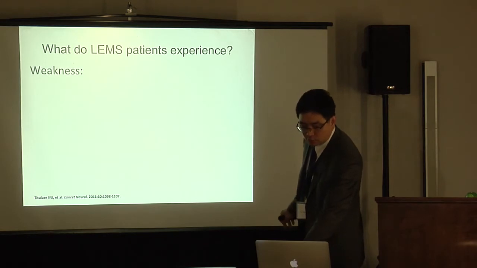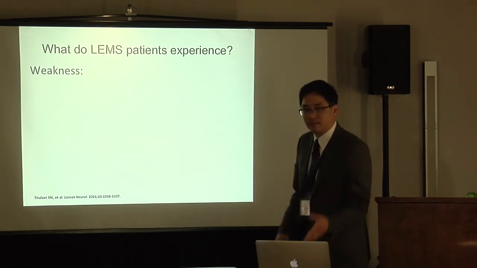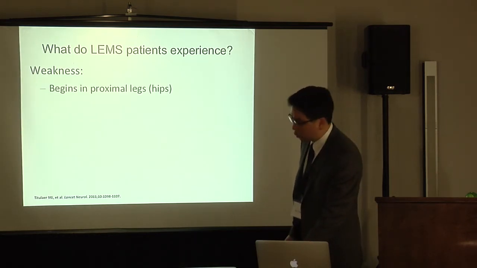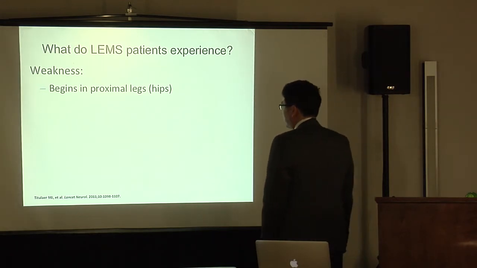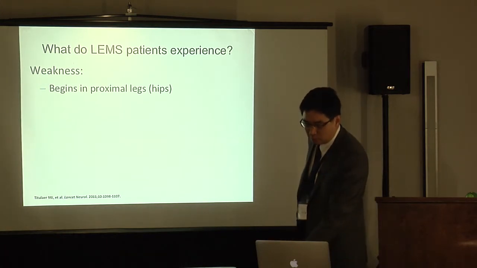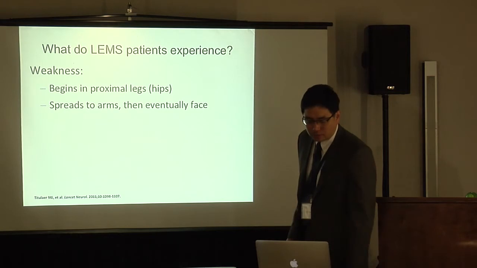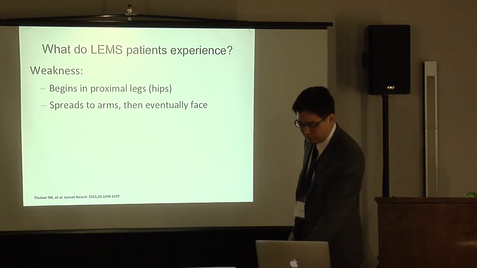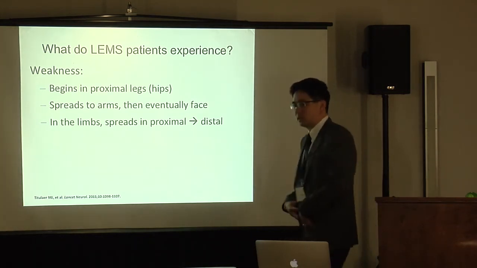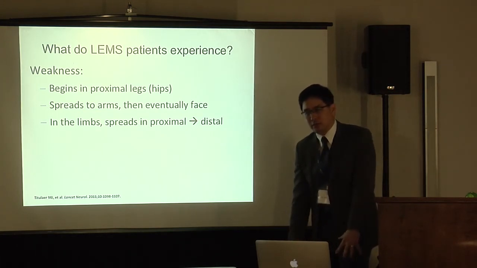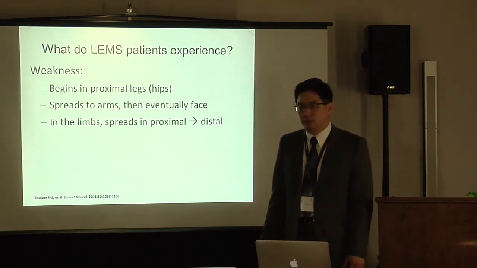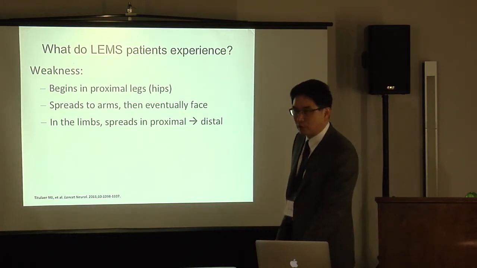Okay. What do LEMS patients experience? Well, I probably can't tell you any better than you can tell us, all right? But weakness, and in most cases when we survey them, it probably starts in the proximal legs, and that means kind of in the hip area. Trouble getting up from a chair, for instance. It spreads to the arms, and then eventually could affect the face as time goes on. It usually goes from proximal to distal, so from the hips and then eventually spreading out into the feet, and from the shoulders spreading out to the hands. And that's what we doctors have generally observed and heard from our patients.